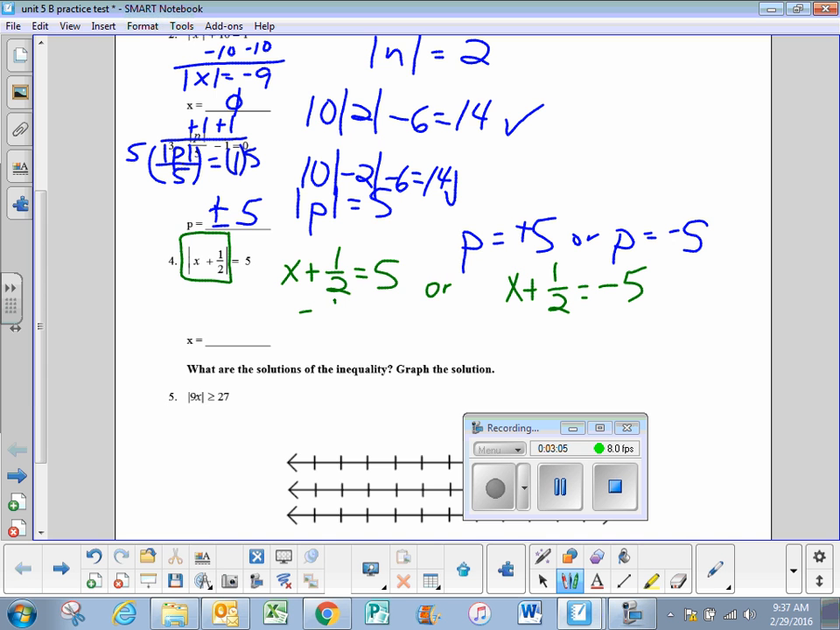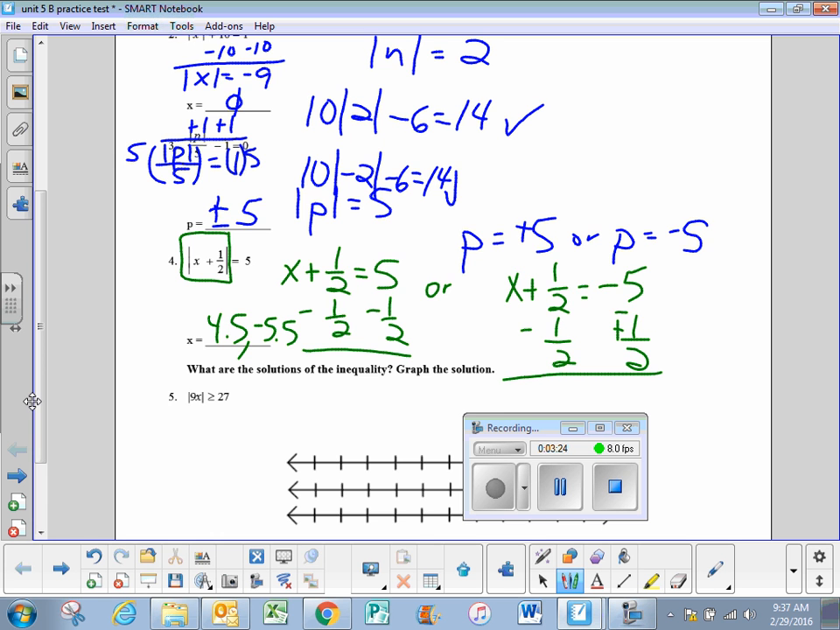On this one, we subtract 1/2 from both sides, and we get 4.5, so x is 4.5. Over here, we'd subtract 1/2 from both sides. -5 plus a -1/2 is -5.5. So those are your 2 answers there. So you can't use the plus or minus there if they're different numbers, right?